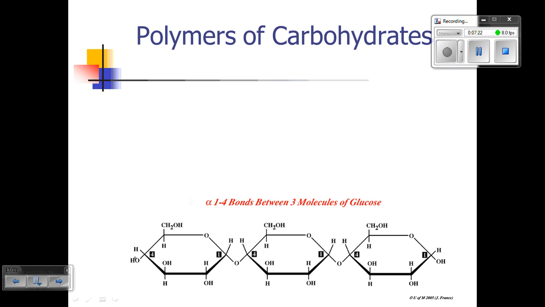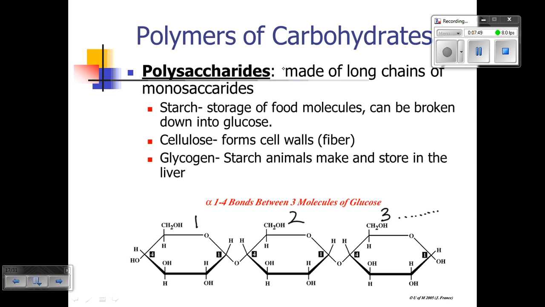Now, we've done monomers, we've done dimers, and now let's do the polymers of carbohydrates. Okay, and there are many, many different polymers of carbohydrates. But the most characteristic thing that you need to know is that instead of having just one or two, you have one, two, three, or as many as you want. Okay, you can have thousands and thousands of sugar molecules chemically bonded together. So polysaccharides are made of long chains of monosaccharides.